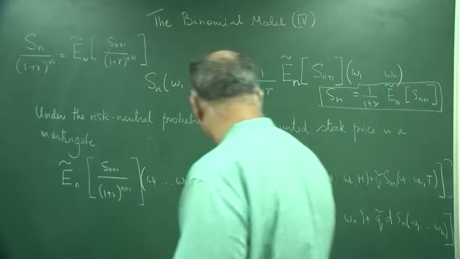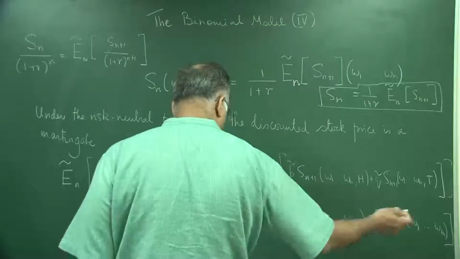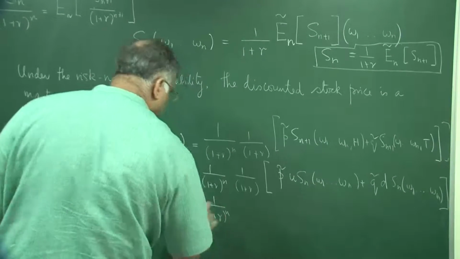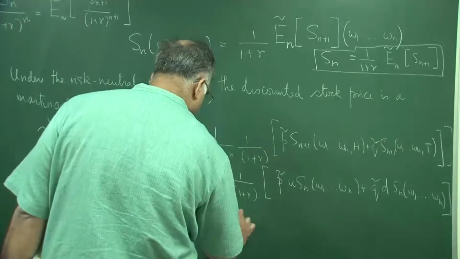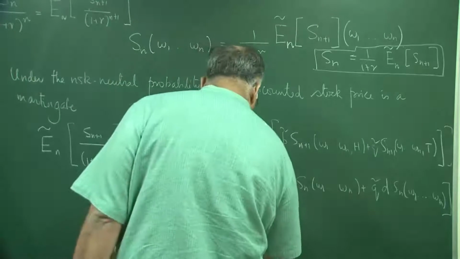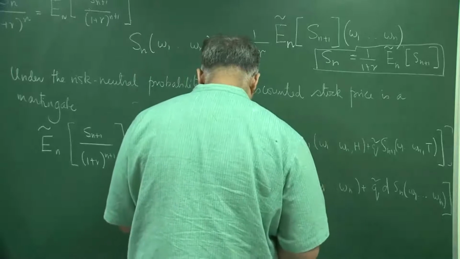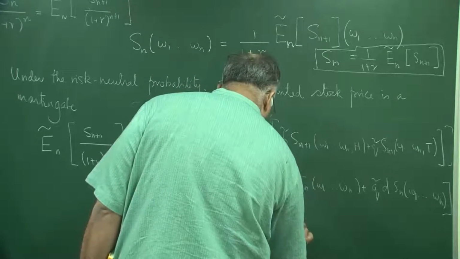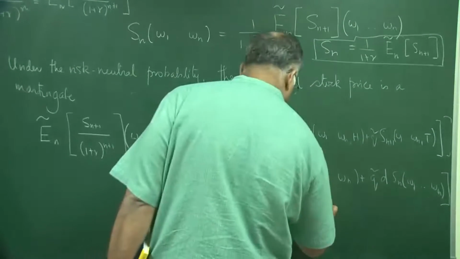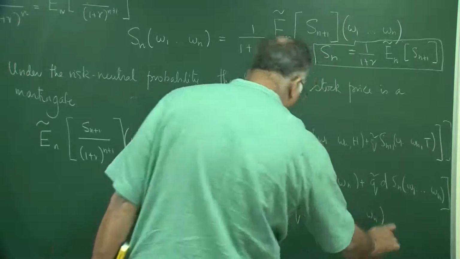So, this is up down business, and then Sn is fixed, so take it outside. So, you have 1 by 1 plus r to the power n, times 1 by 1 plus r, into p tilde u plus q tilde d, into Sn omega 1 omega 2 omega n.